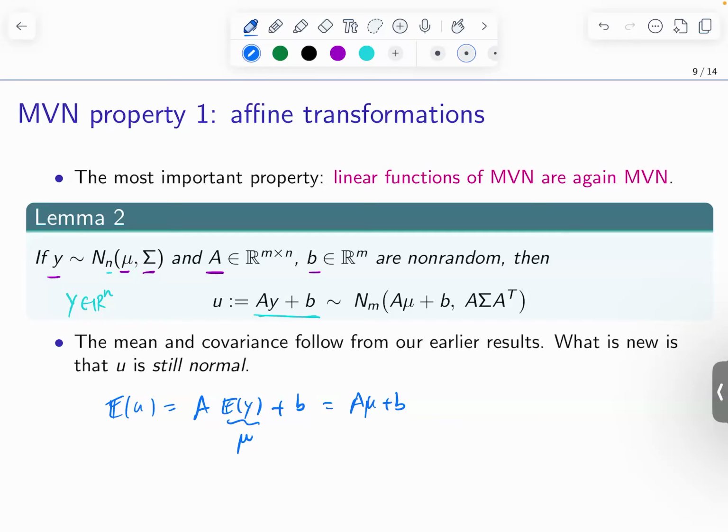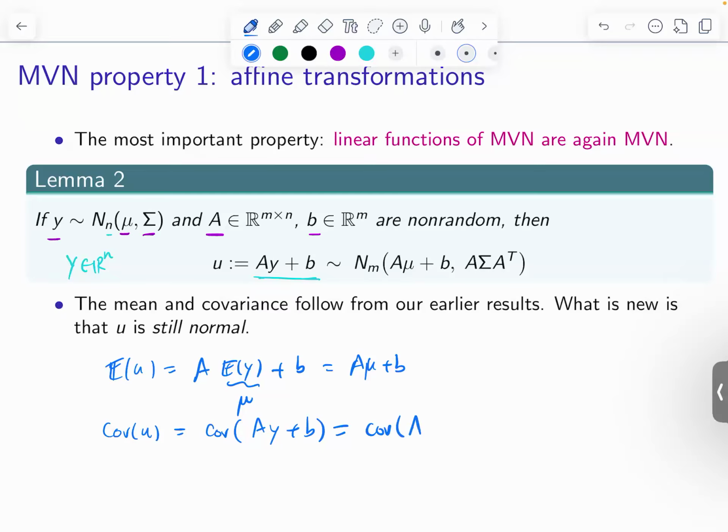Doesn't matter. And then if you calculate the covariance matrix of u, it would be cov(Ay plus b). And if you recall, a constant shift doesn't matter. We discussed this, so I can drop the b. So I get cov(Ay). And then we use the formula that we just proved, A times cov(y) times A transpose. So this would be A sigma A transpose. This formula is also always true, no matter what the distribution of the original y is.